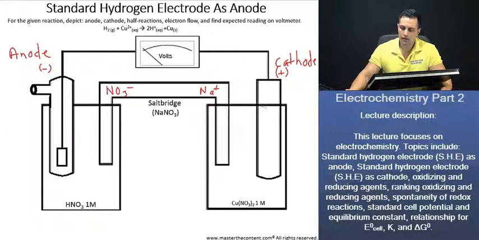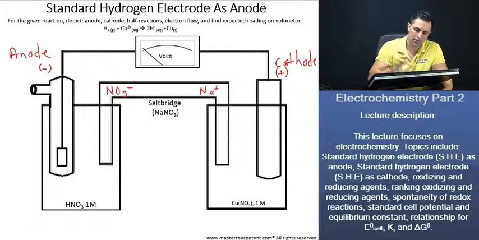Now, we also have a voltmeter, and this is going to be the conducting wire going through it. This half cell here is going to have a 1 molar nitric acid solution in it, and this half cell is going to have a copper nitrate 1 molar solution in it. Now we've labeled our anode and our cathode, so we're done that part of the problem. Next, we're being asked to do our half reactions. Let's take a look at the half reactions taking place here.